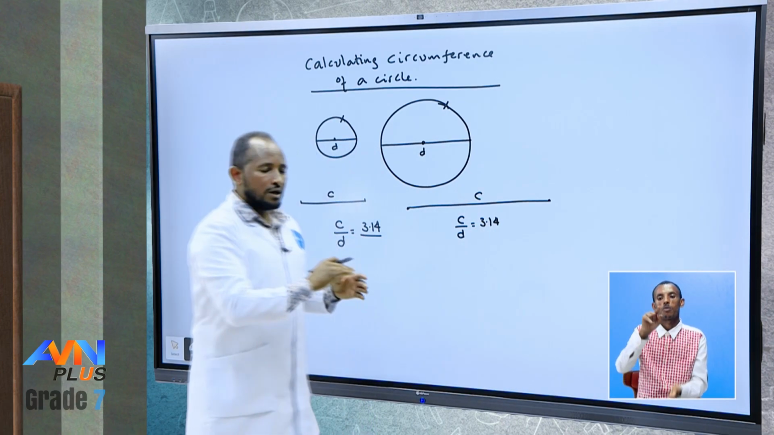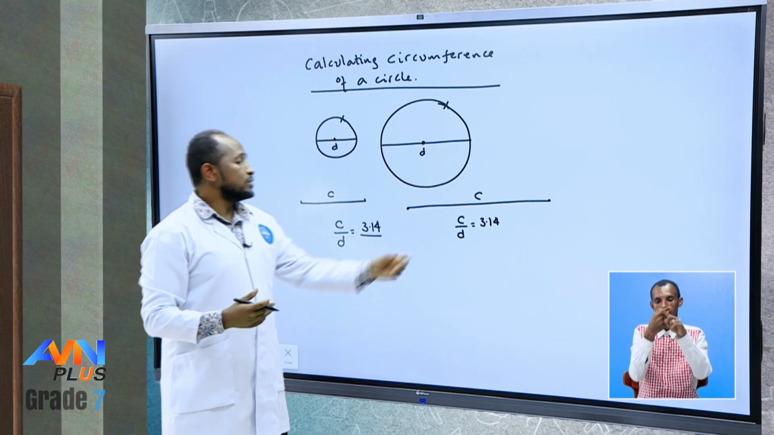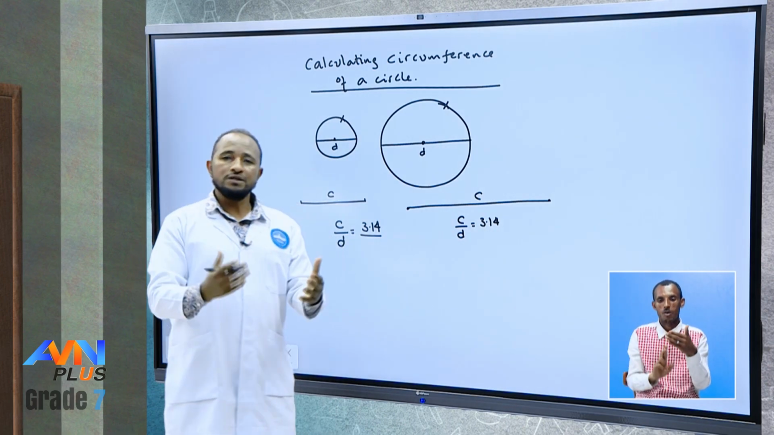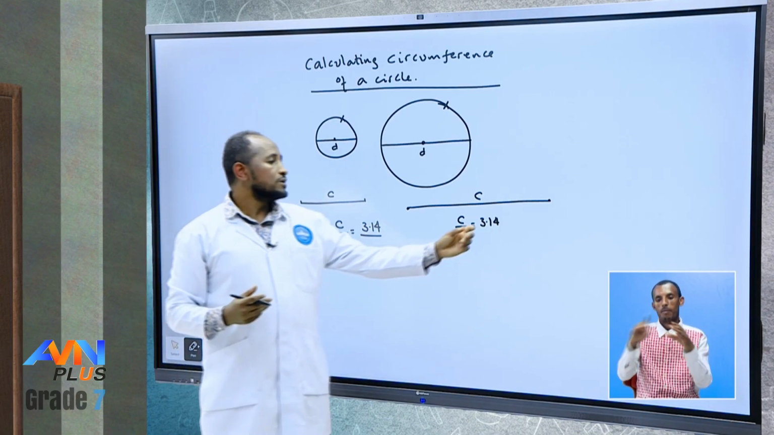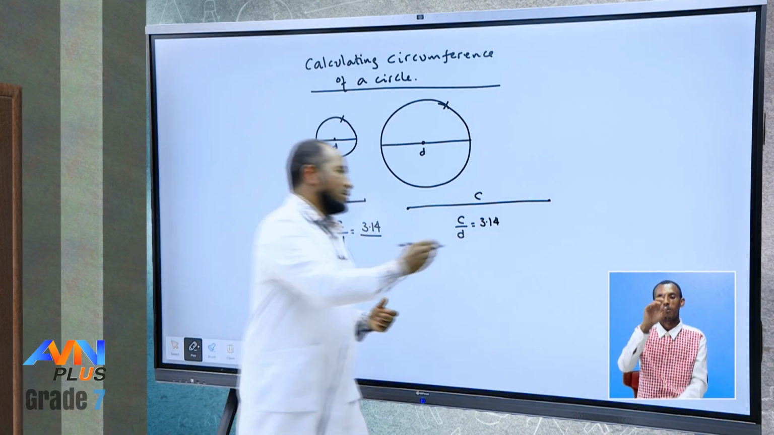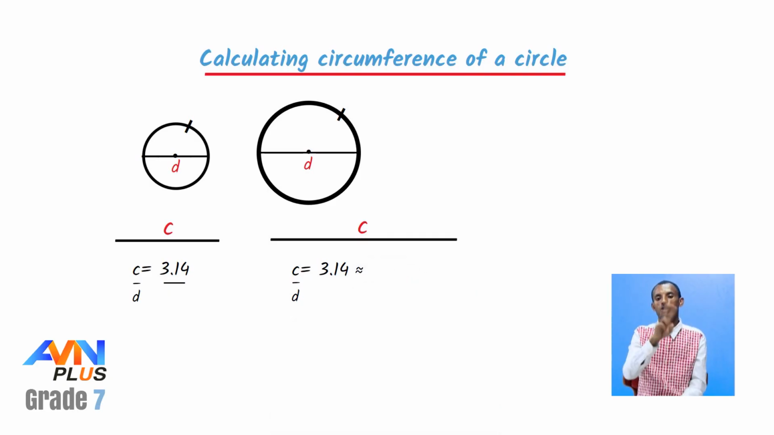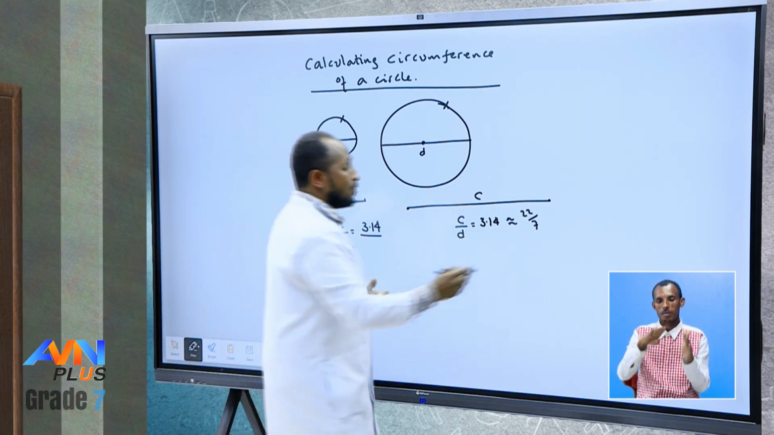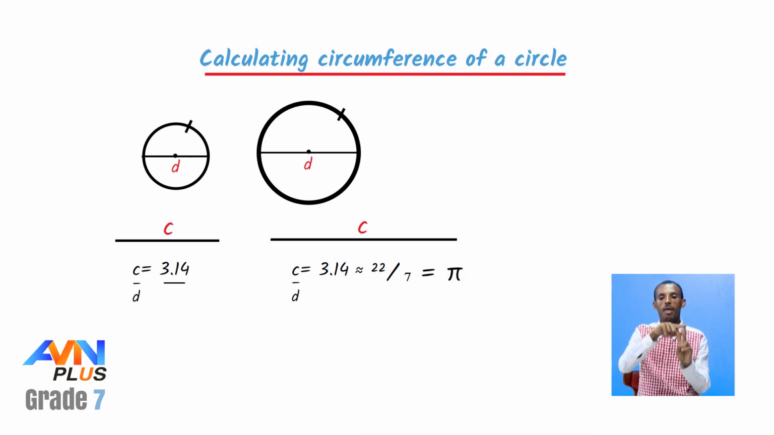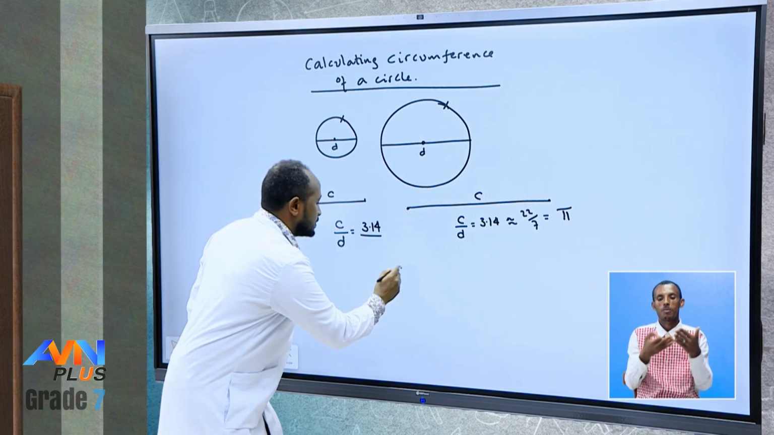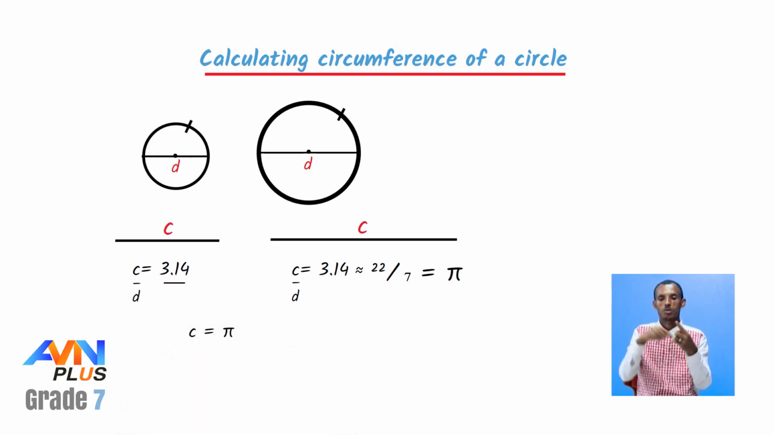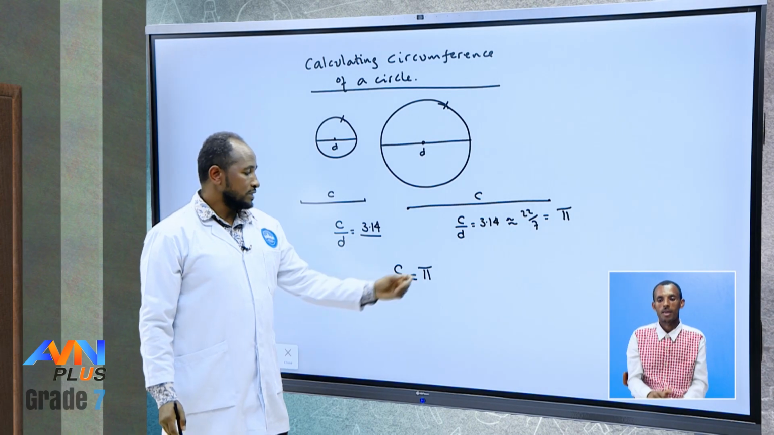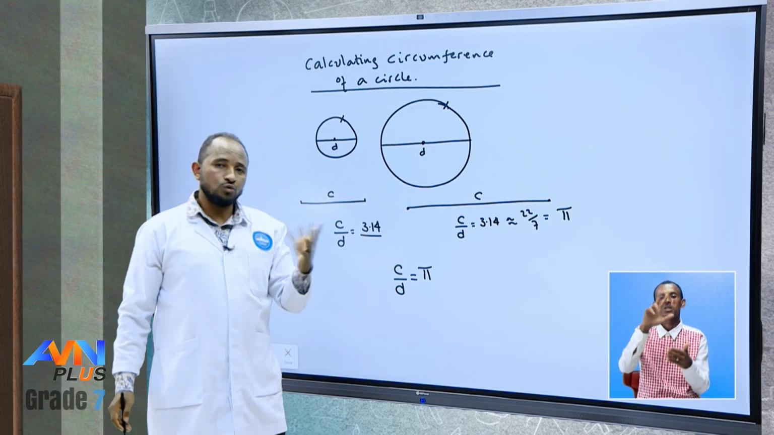So if you take any different circle, the ratio of circumference to diameter is constant, and that constant is near to 3.14, or sometimes we may approximate it to 22/7. And this constant is denoted by the symbol pi. Therefore, we can generalize this concept in this form: the ratio of circumference to diameter of any circle gives you a constant, pi. And we said pi is near to 3.14 or 22/7.